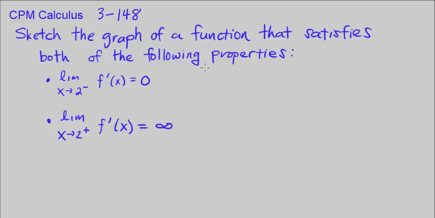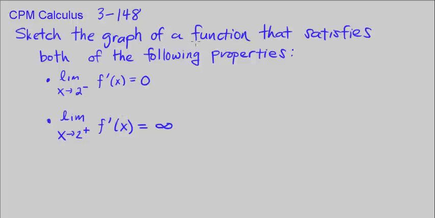This is CPM Calculus Chapter 3, number 148. Sketch the graph of a function that satisfies both of the following properties. The first property is the limit as x approaches 2 from the left side of f prime of x is equal to 0. The second is the limit as x approaches 2 from the right of f prime of x is equal to infinity.